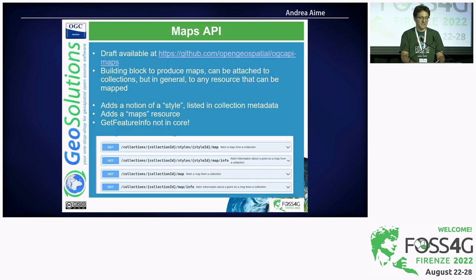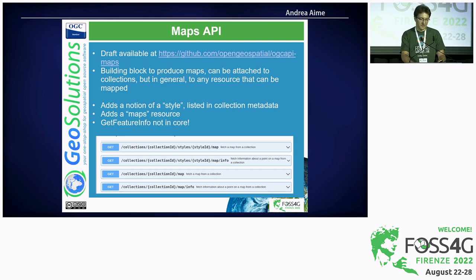Maps. Maps is the replacement for WMS. It's a simpler WMS, in fact. You have collections. Oh, it's also, again, a building block. So you can attach maps to whatever. You could attach it to a WPS output, for example, or a collection, or a raster, or whatever kind of resource. In GeoServer, it's implemented as an equivalent of WMS.